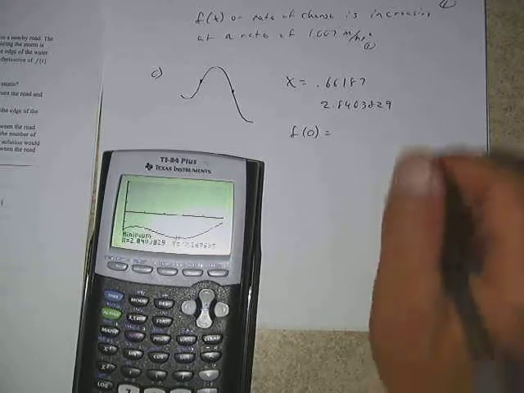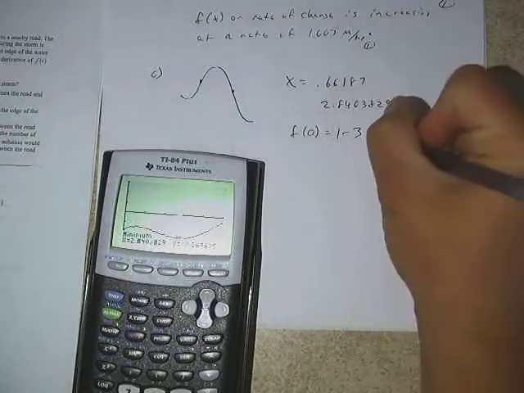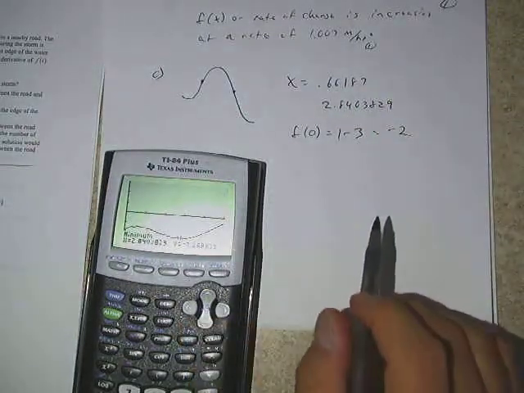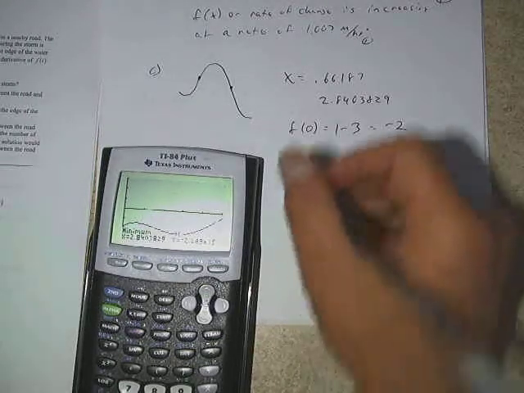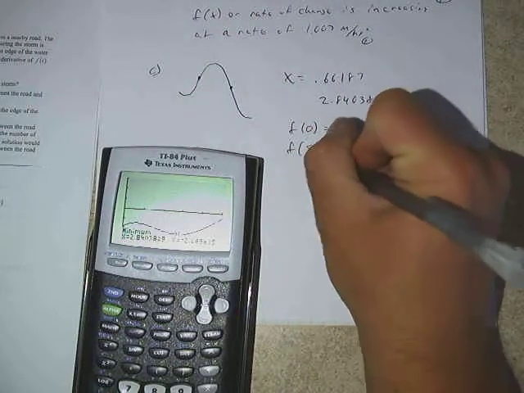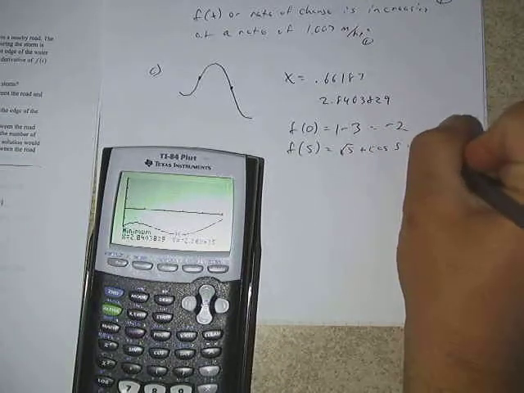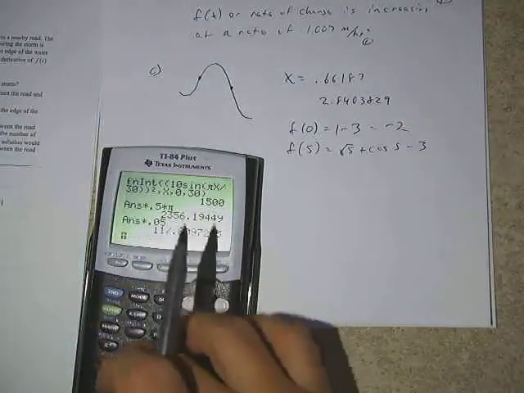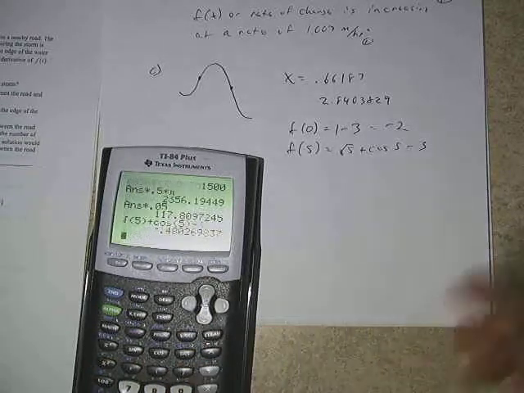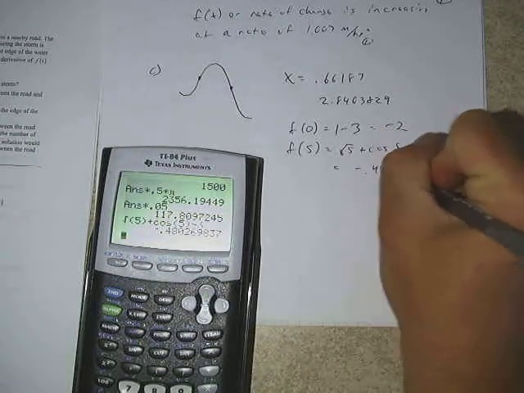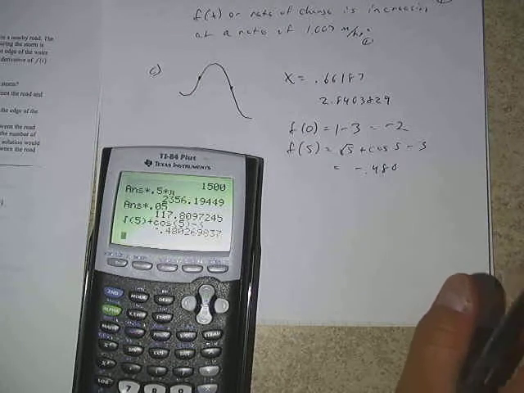Now remember though that we're dealing here with a closed interval, so we could use the candidate test also. We could just test these and see which one gives us the appropriate number. Keep in mind that if we did that, we need to use our f of 0. We know f of 0 is negative 3, so negative 2. So it's cosine of 0 is 1. All right, so that rate of change right there would be negative 2.